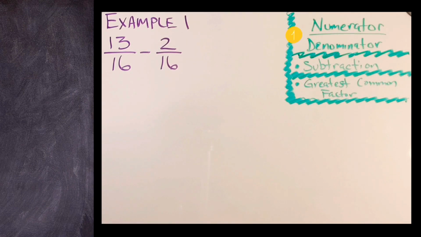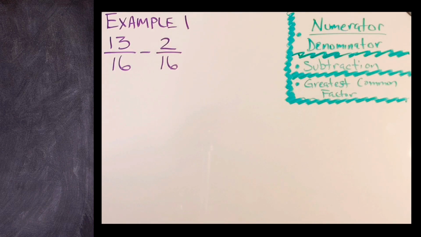The first thing is you're going to need to know the difference between a numerator and a denominator. The numerator, as you may already know, is the top half of the fraction. And then the denominator is the bottom half of the fraction. Okay? You're also going to need to know basic subtraction. Lastly, you're also going to need to know how to find the greatest common factor. And we'll go over that later once we have to use it in a problem. All right, so let's get started.